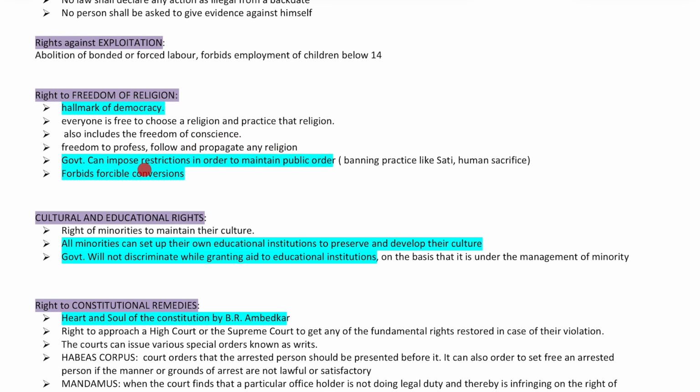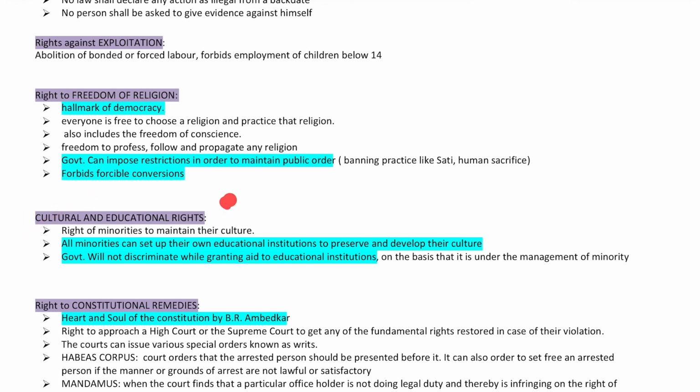Then, government can impose restrictions in order to maintain public order, like banning sati, human sacrifices. So government can basically get involved in religious matters if it is in order to maintain public order. And then it forbids forcible conversions.